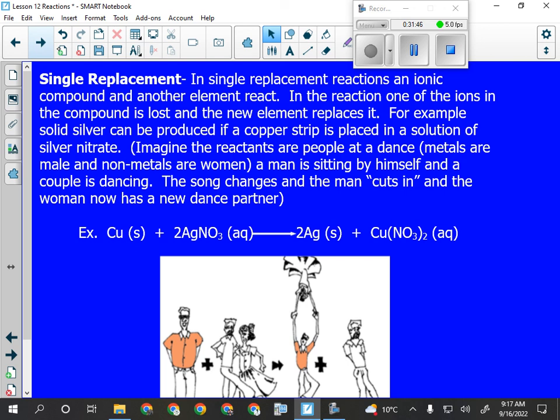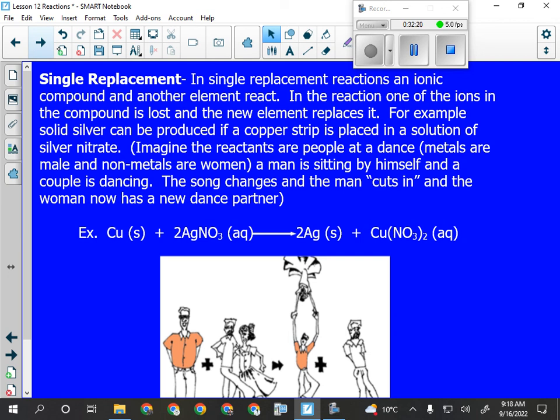Okay, so I have, in this case, a metal, copper, reacting with this ionic compound, silver nitrate, and that's going to form silver and copper nitrate. So, did something get replaced? I started out, copper was by itself, silver and nitrate were together. When it's done, silver's by itself, copper and nitrate are together. So something got replaced.